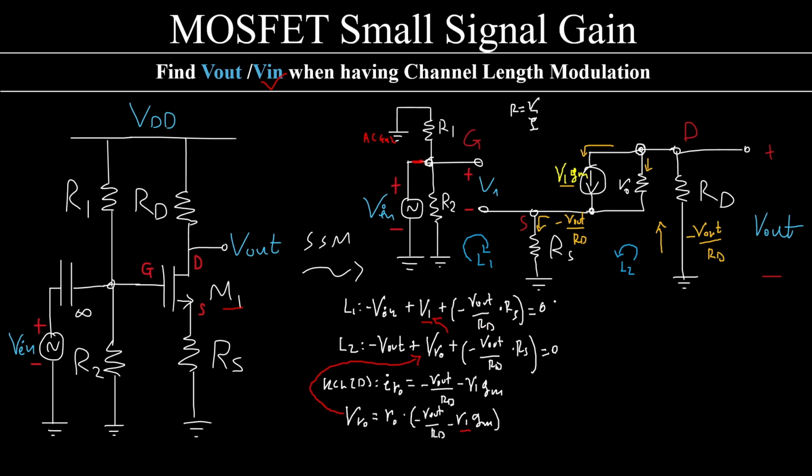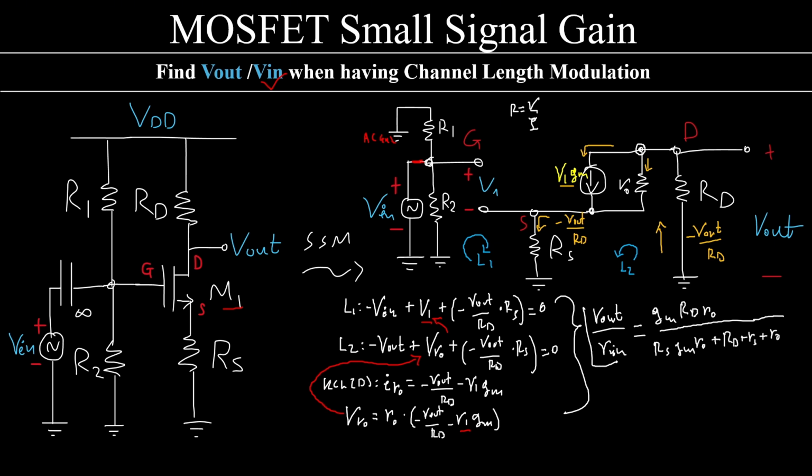Hopefully you know how to solve a linear system, and therefore Vout over Vin is going to be, if you do the math, which I leave as an exercise to you. Therefore, in the end, Vout over Vin is going to be this expression over here, where we have known quantities: gm, RG, RO. These are values that we are going to know from the circuit.